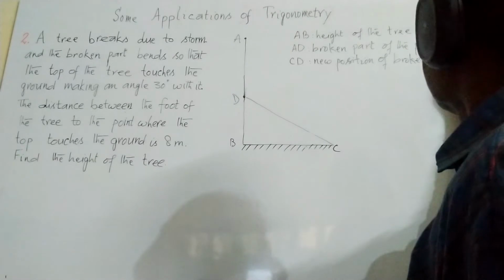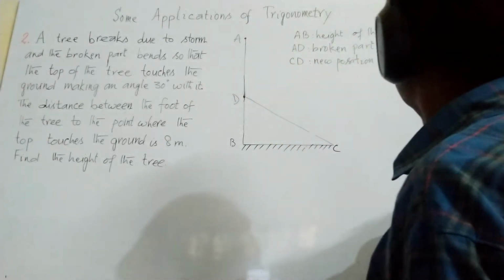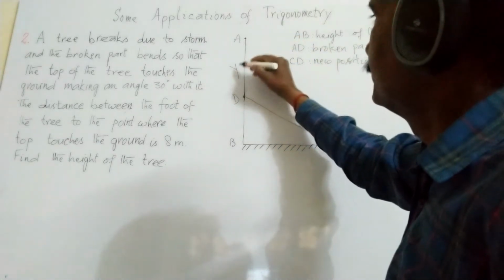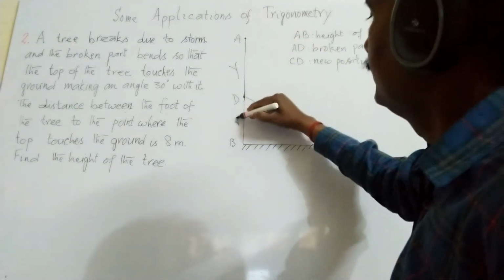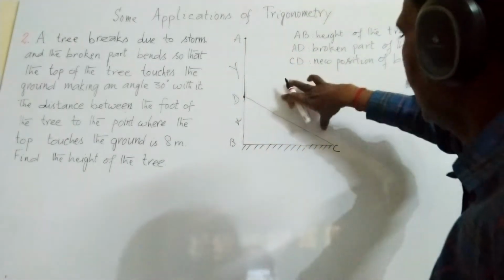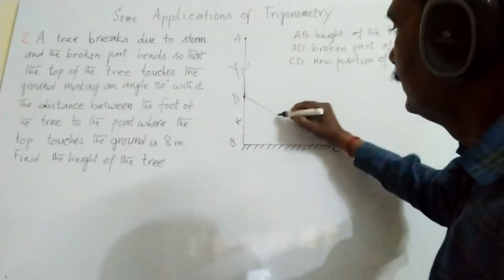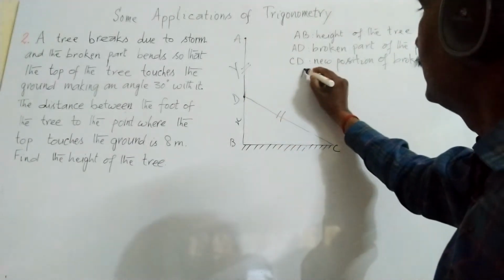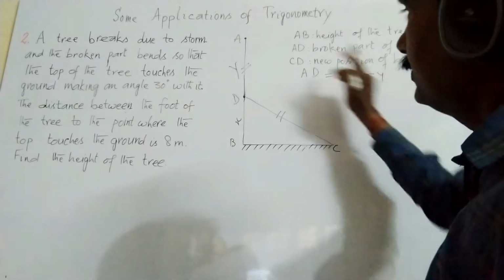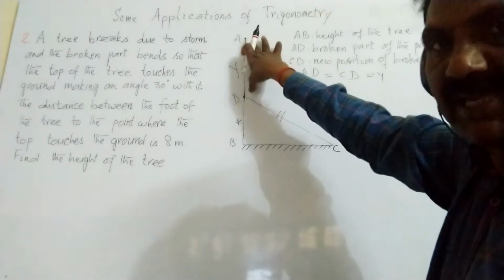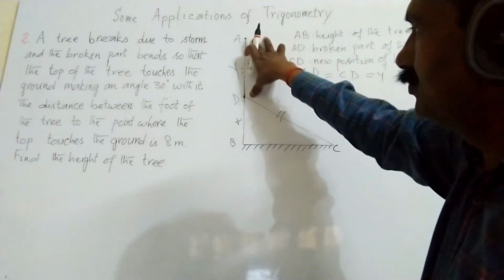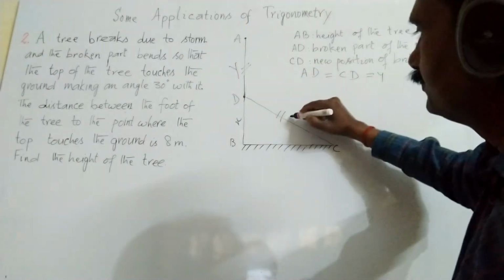Say AD equal to y, and BD equal to x. Then AD equal to y, and CD is the broken part, so AD equal to CD equal to y. The tree breaks and the new position is CD. Therefore, let us say AD is y, then CD equals y.